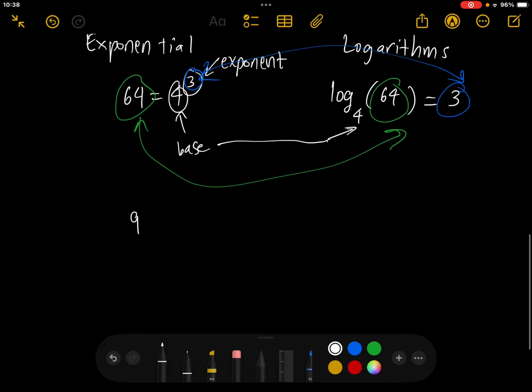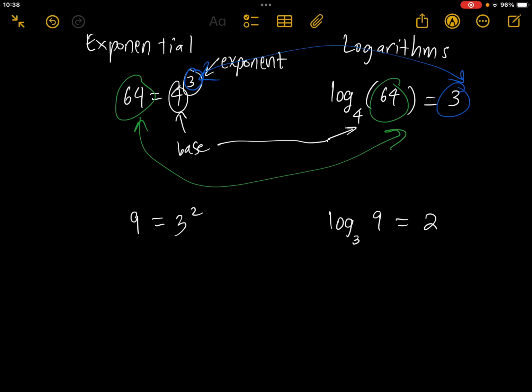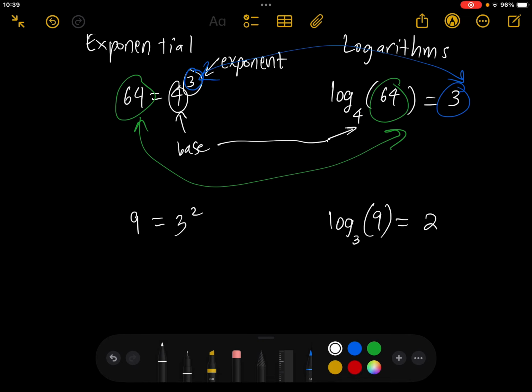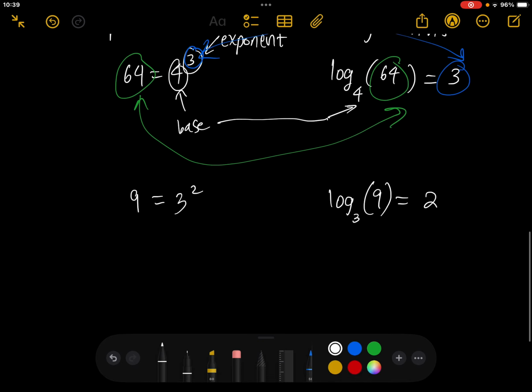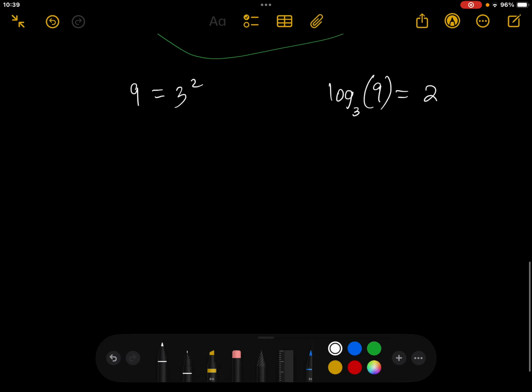Another example, 9 equals 3 squared. How would you rewrite it in terms of logarithms? It's log base 3 of 9 equals 2. By the way, the parentheses here are optional. You could either put them or sometimes you don't have to. I mean, you can if you want. I like to put them because it emphasizes that it's a function, that I'm plugging in 9 into the log sub 3 function. But it's okay if there's no parentheses around the 9.